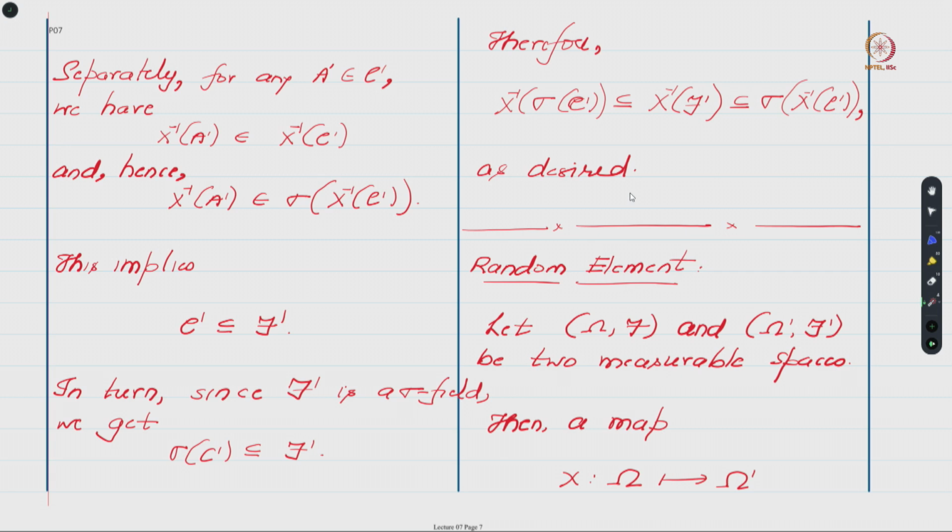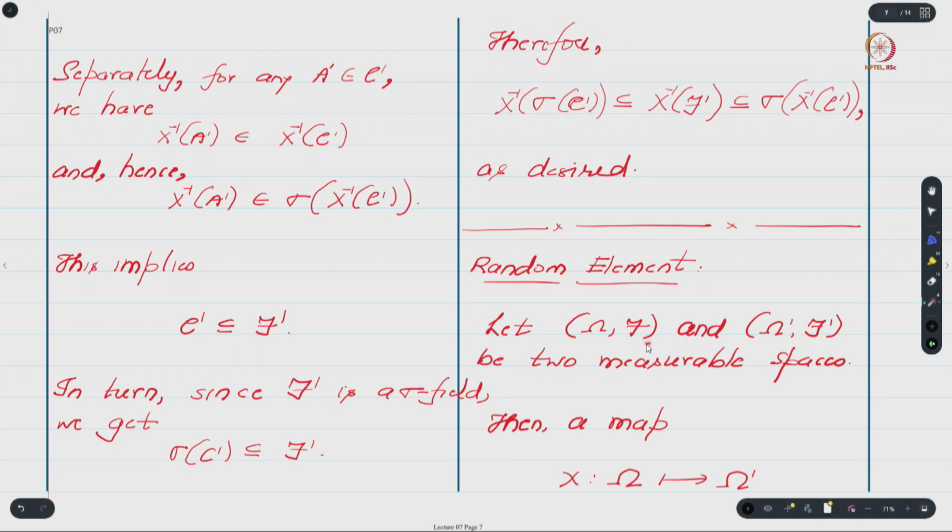Okay. So, having given this background, now we will move on to defining what is called a random variable, and towards that we will first define what is called a random element. Okay. So, let us suppose that we are given two measurable spaces. Okay. So, what are these two measurable spaces? The first of these measurable spaces is omega comma f, and the second of these measurable spaces is omega prime comma f prime. Okay, so what do I mean by a measurable space?